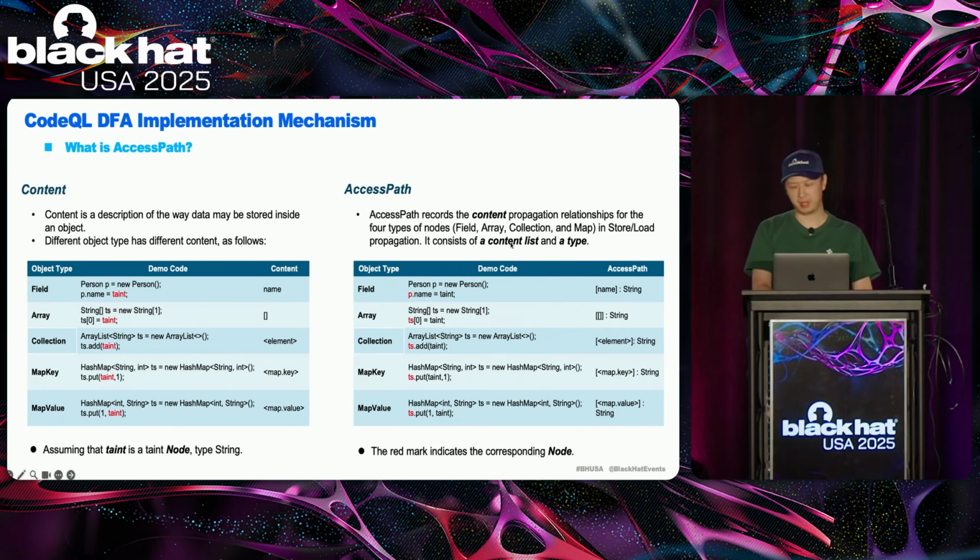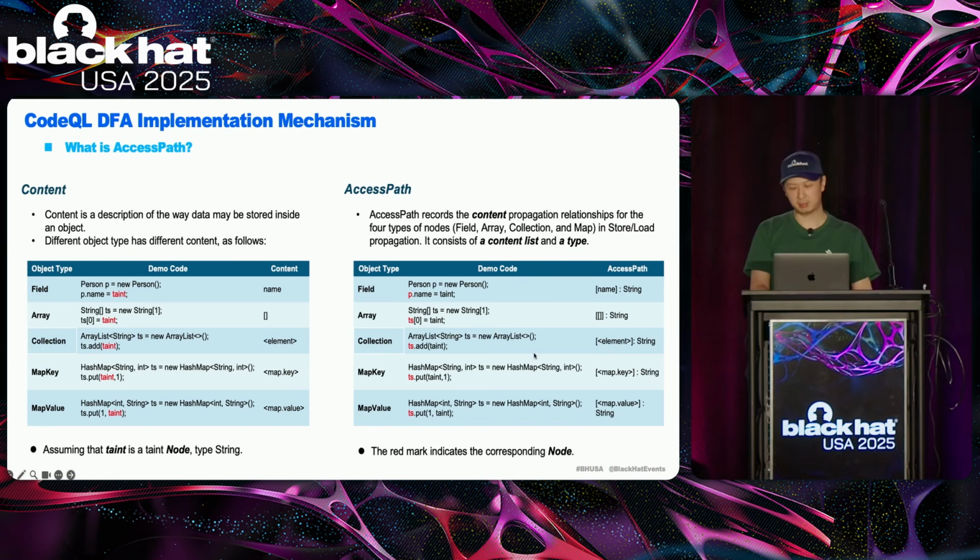So what is access path? It consists of a content list and a type. Content is basically a way to describe how data can be stored inside an object, and details are in the table on the left here. So for a field type, its content is simply the field name. For other types, it's more of a generalized result as shown in the table here.